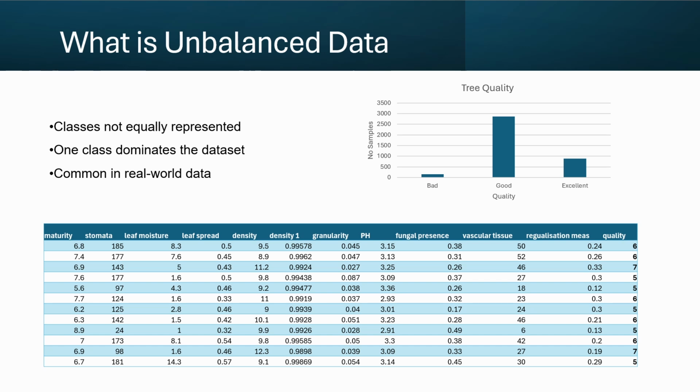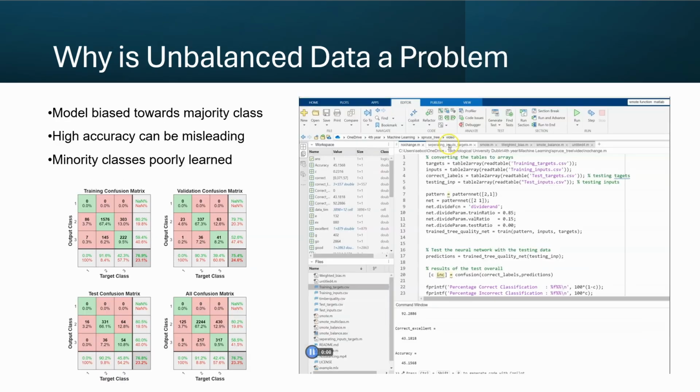And also I have the table below here, and we can see our 11 features such as the maturity, stomata, leaf moisture, leaf spread. And yeah, this is a common problem that we can see in the real world. Another example of this I've seen is in spam emails, and that's where we can use it. So it's a good question to ask.